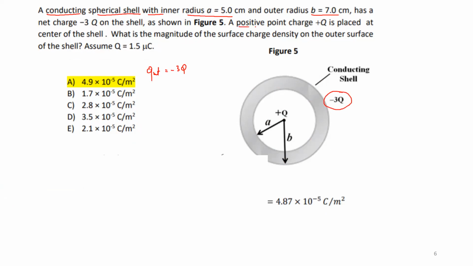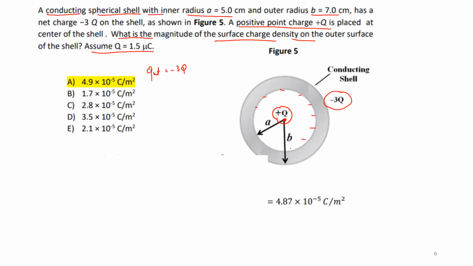Now I take a positive point charge plus Q and place it here in the center of the shell. The question is very simple: find the magnitude of the outer surface charge density. Assume that Q is 1.5 microcoulomb. Again, we already solved this. If I have minus Q, plus Q, that means all around I have a uniform density.